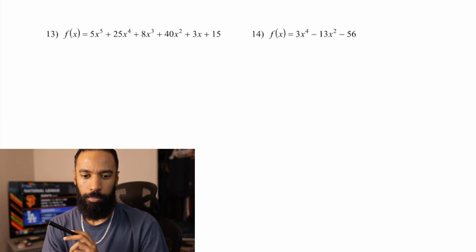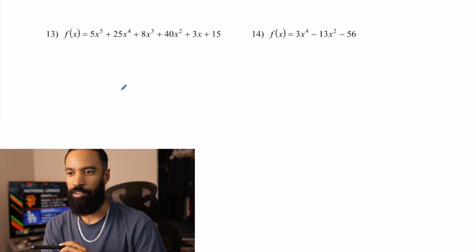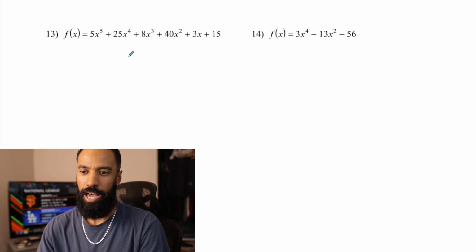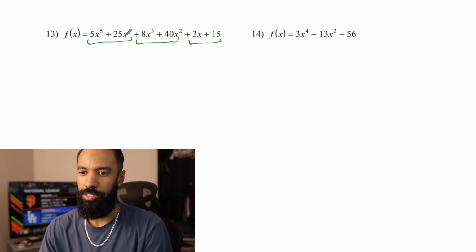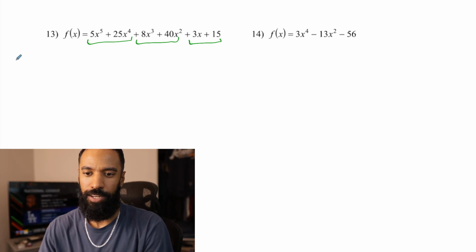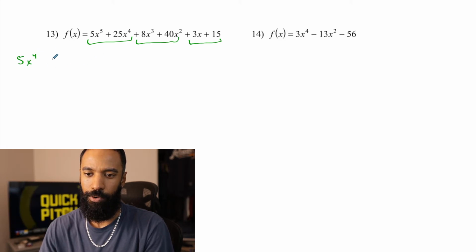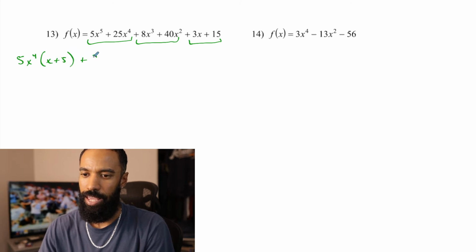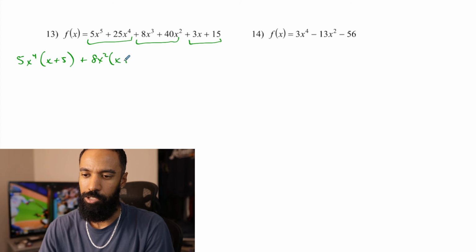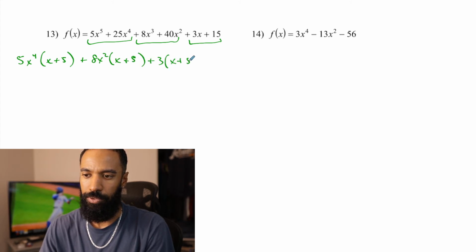All right, 4 more problems to go. I'm about to pass the hour mark in a few minutes. I see factoring by grouping. I'm going to attack it right now. Let's go. All pluses. You can see these are 5 times larger than the thing before it. So I can factor out a 5x to the 4th, and here I have x plus 5. And then I can factor out an 8x squared, and I have x plus 5. And here I can factor out a 3, and I have an x plus 5.